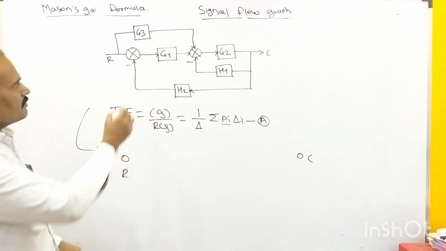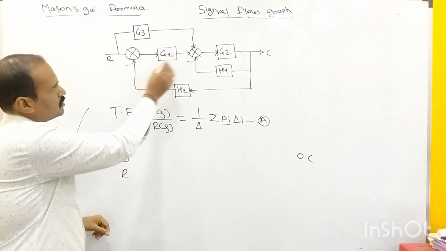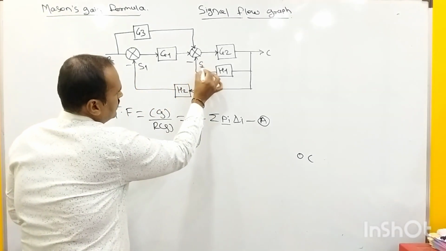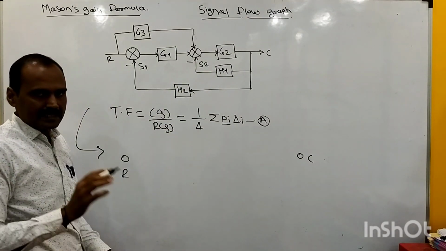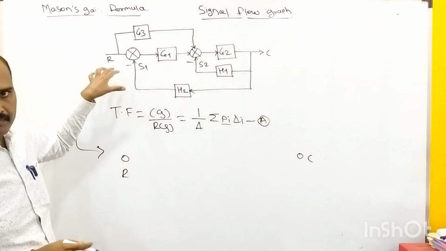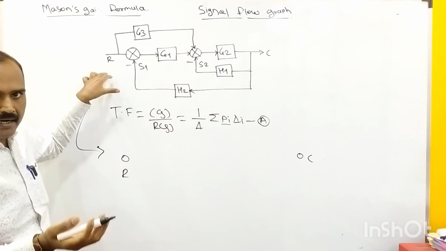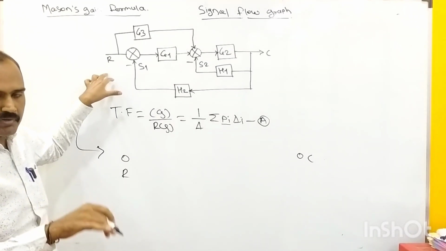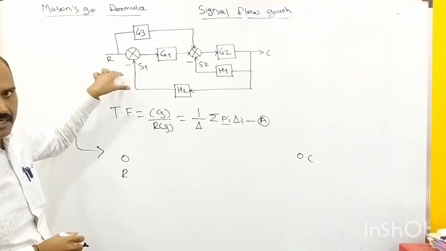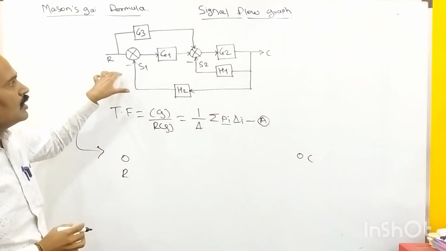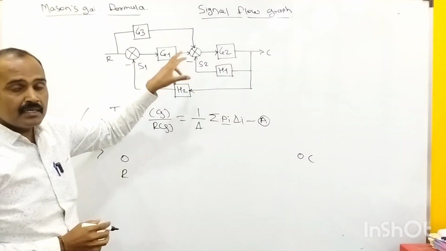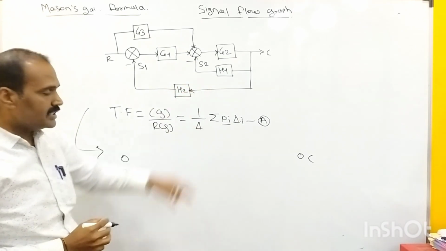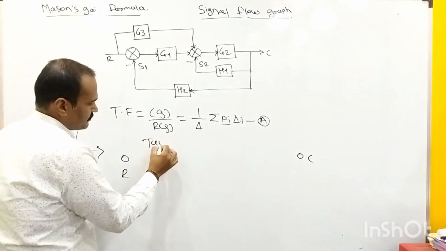As you can see, there are two summing points: this is summing point number 1 and this is summing point number 2. As its name indicates, with the help of a summing point we can add or subtract multiple signals. For such algebraic operations, the summing point is taken into account in the control system. Immediately after that, we need to observe how many takeoff points we have.